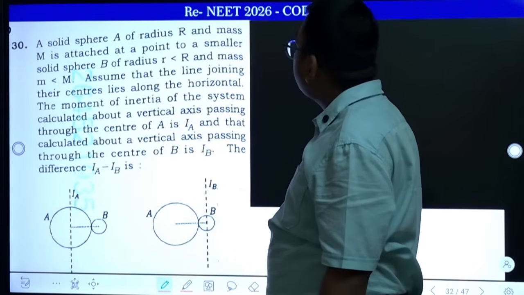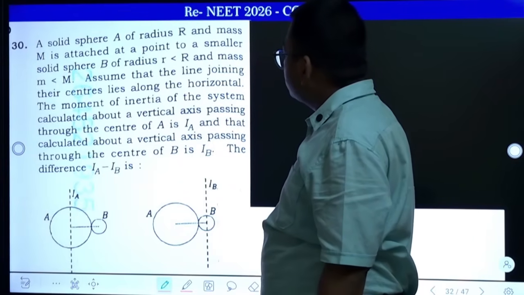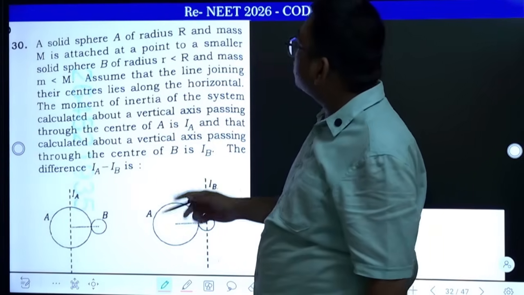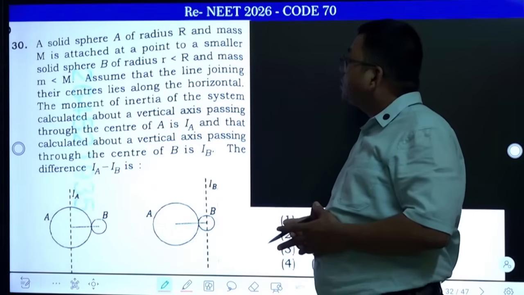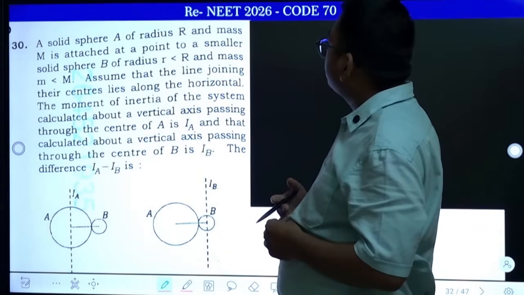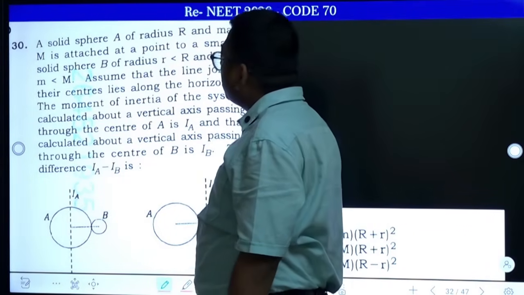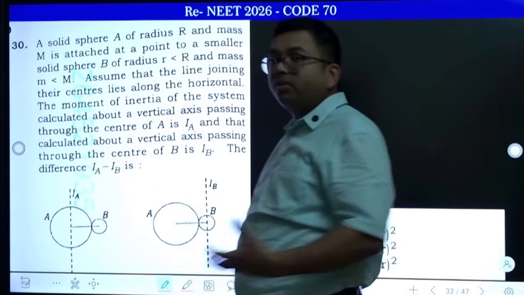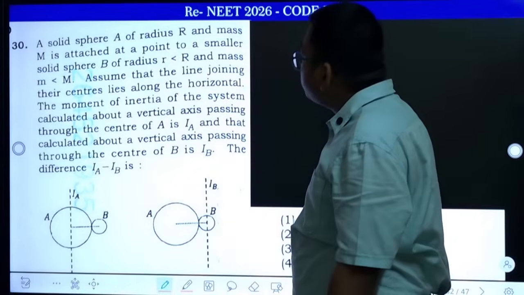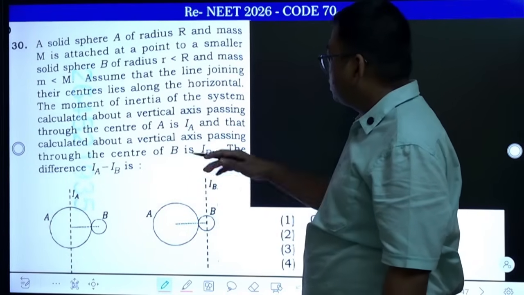A solid sphere of radius capital R and mass capital M is attached at a point to a smaller solid sphere B. So one is bigger, another is smaller. The small one is much smaller than capital R, and its mass is also smaller; the radius is also smaller. Assume that the line joining the centers lies along the horizontal.